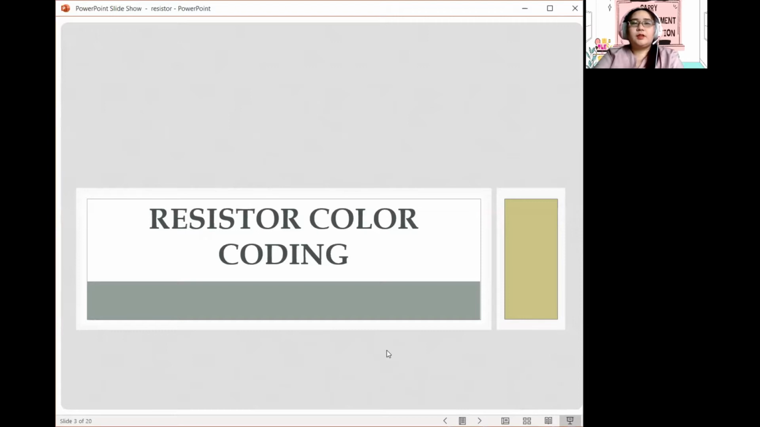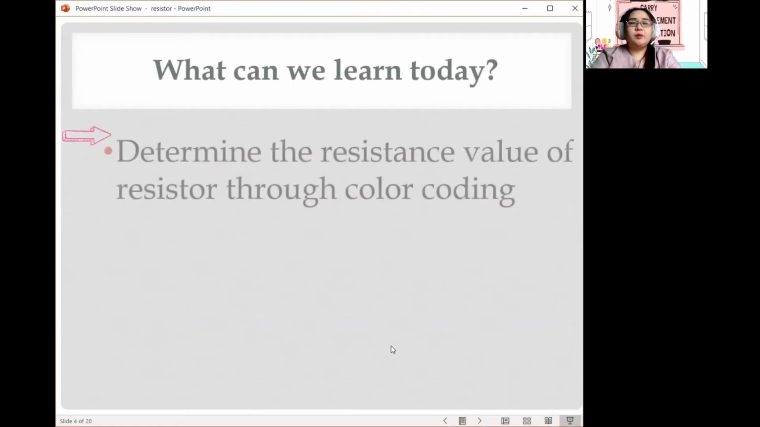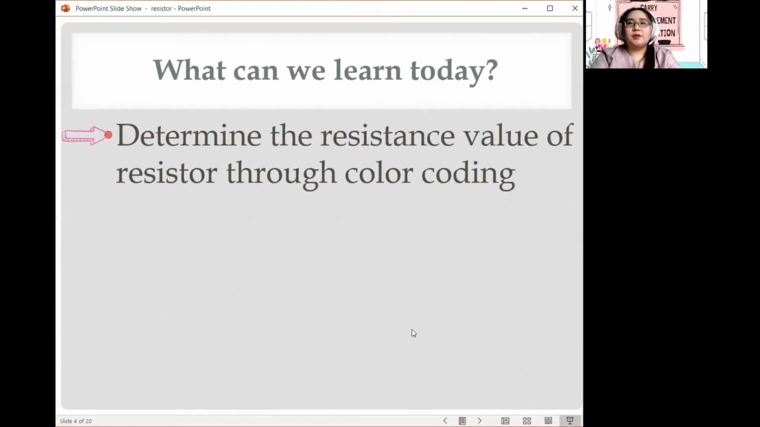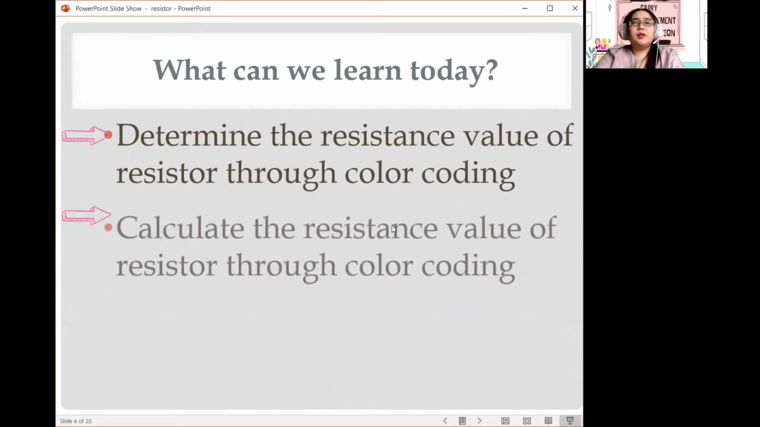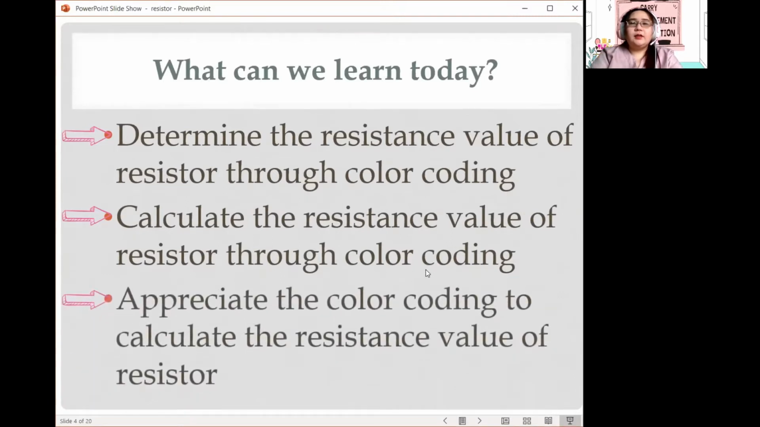Let us first look at our objectives today. At the end of the lesson, you are expected to, number one, determine the resistance value of a resistor through color coding. Number two, calculate the resistance value of a resistor through color coding. Then last, appreciate the color coding to calculate the resistance value of a resistor.